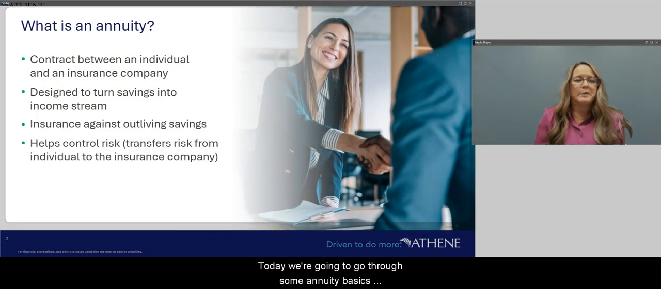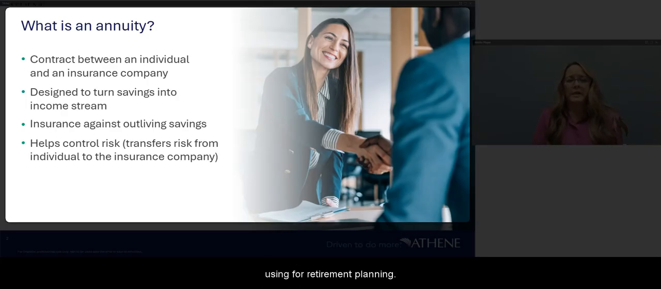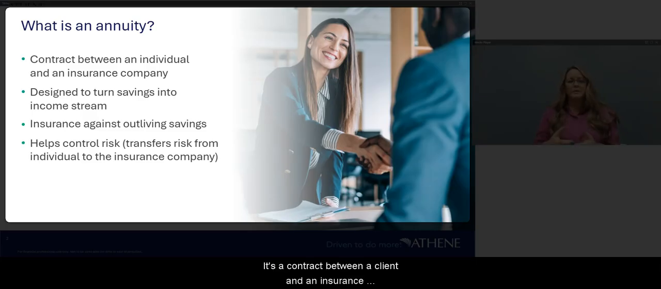Today, we're going to go through some annuity basics, and really we're going to dive into what is an annuity. So an annuity is an insurance product that we typically are using for retirement planning. It's a contract between a client and an insurance company where a client makes a lump sum payment or a series of payments in return. The issuer agrees to provide your client with regular payments, either immediately or at some point in the future.